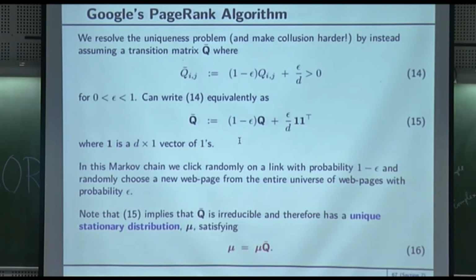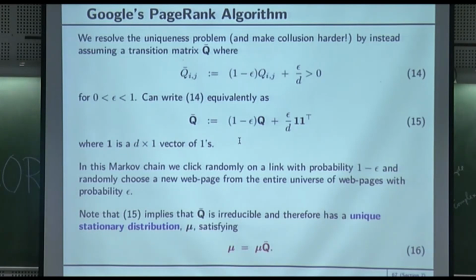To resolve the uniqueness problem and make the collusion a little bit harder, what you do is you take a transition matrix which looks like this. This is the old transition matrix times 1 minus epsilon plus epsilon over d. Make sure you take an epsilon so that this quantity is positive. This can actually be written as the matrix (1 minus epsilon) times Q plus epsilon over d times 1 1 transpose, where 1 is a vector of all ones.